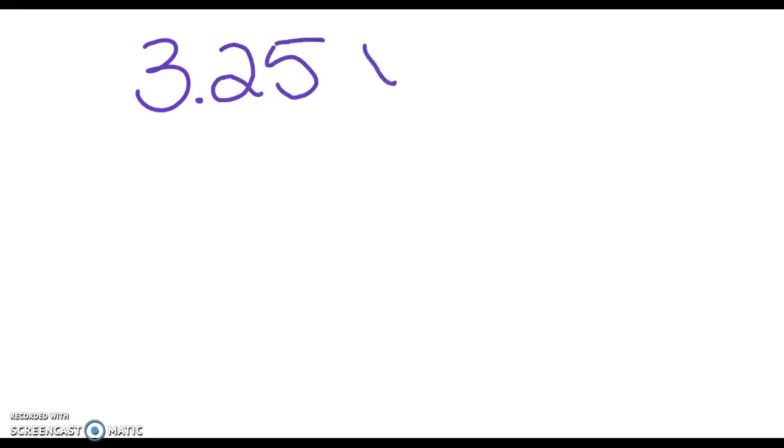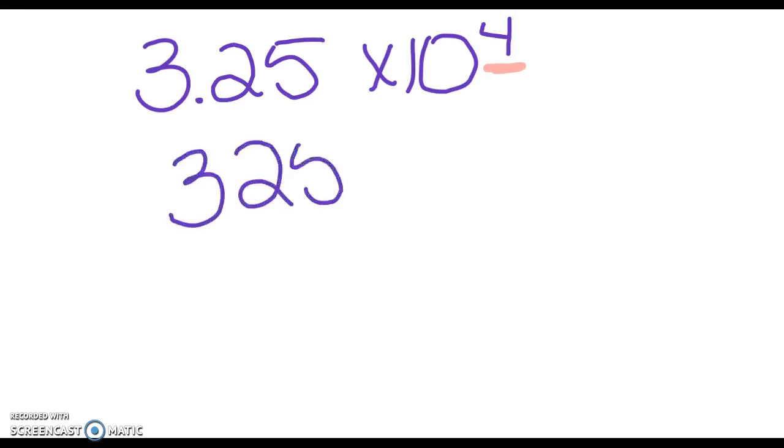If I start with a number in scientific notation, there's a number between 1 and 10, and I'm going to say it's times 10 to the 4th. So now if I want to write this in standard notation, that means I need to move the decimal point 4 places to the right. So the 2 and the 5 take up 2 of the places. Another couple of zeros would be 4 places to the right. So this actually ends up being 32,500.